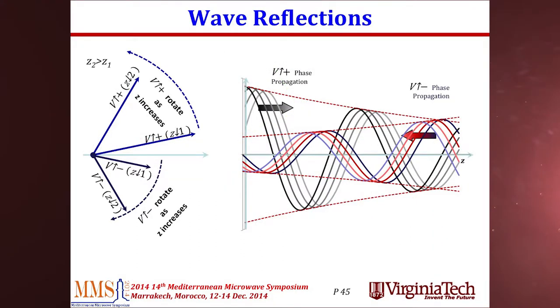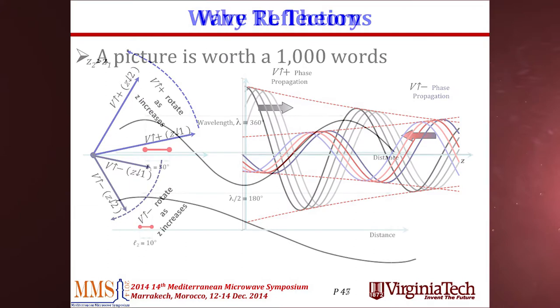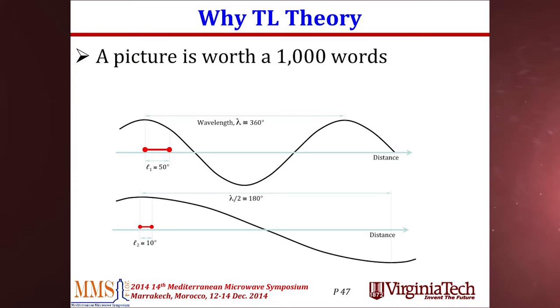I show also the cases with attenuation, right? It's not always going to be lossless. There is some loss in wave propagation, and the phasors will change magnitude as we go on. And that's a mixed wave, right?